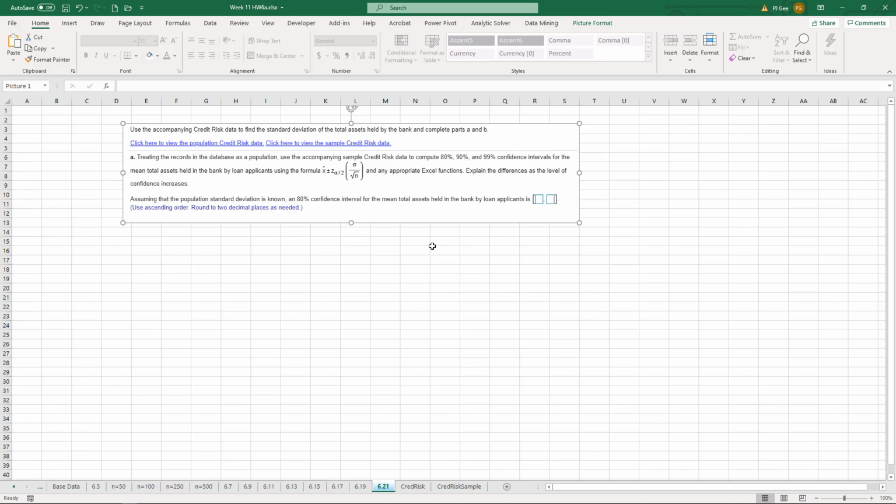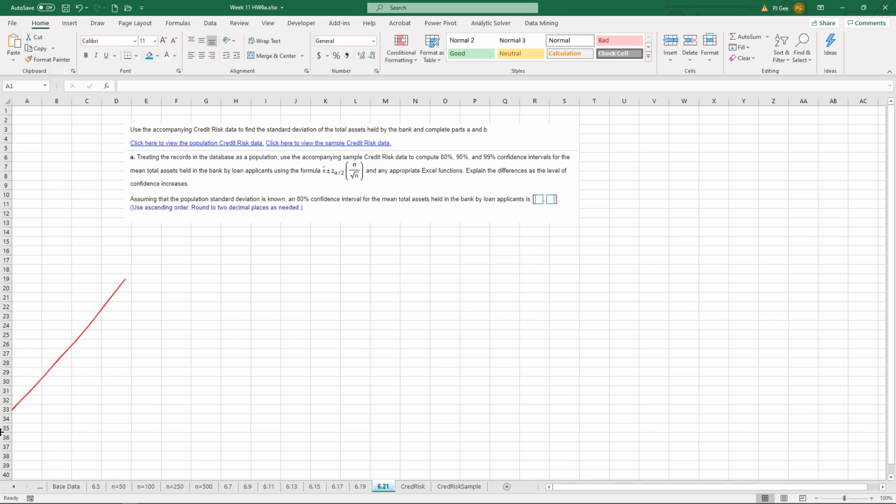Okay, so the problem says treat the records in the database as a population. That means everything, of course. Use the accompanying sample credit risk data to compute the 80, 90, 99% confidence intervals for the mean total assets held in the bank by applicants using, okay, so they give us this sampling distribution formula that we've used before, but now we're using it more in a real world situation. Use that in any appropriate Excel functions.